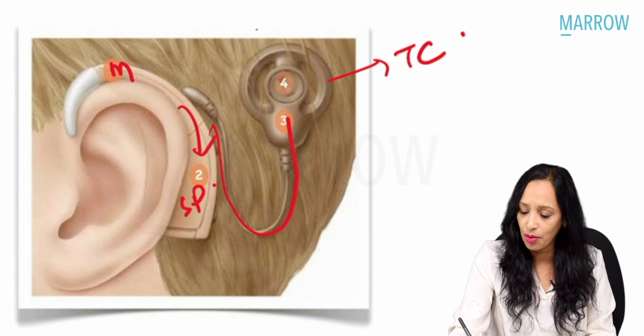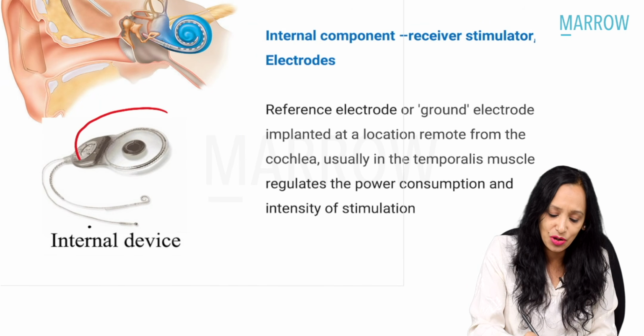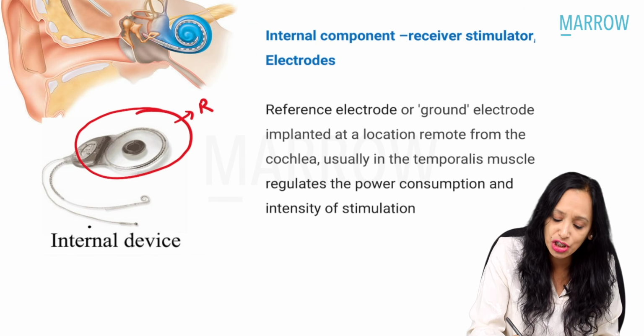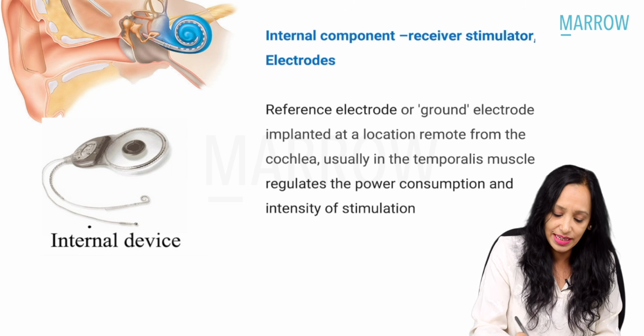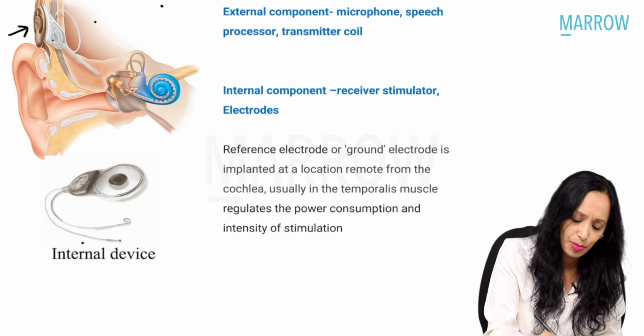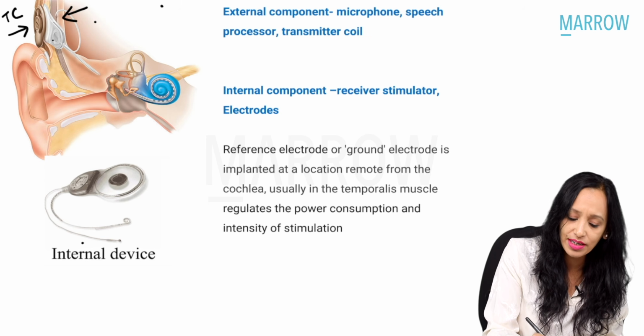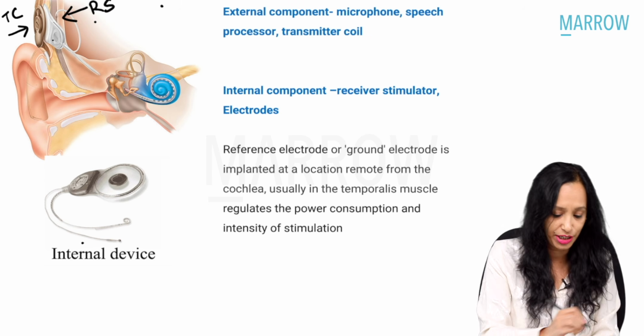What is the internal component? This complex is what is known as the receiver stimulator complex. Can you see here? This here is the external component. This is known as a transmitter coil, and this here is the internal component. This is what is known as the receiver stimulator complex.